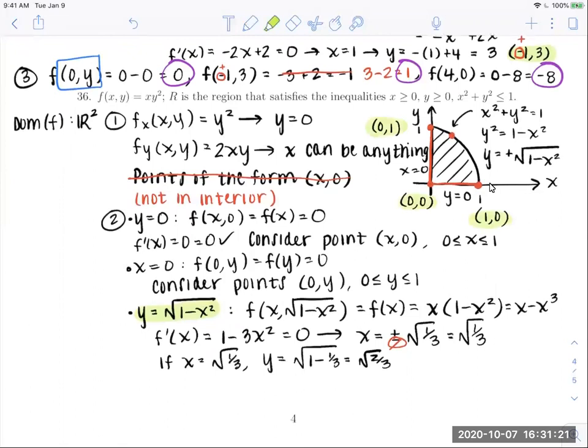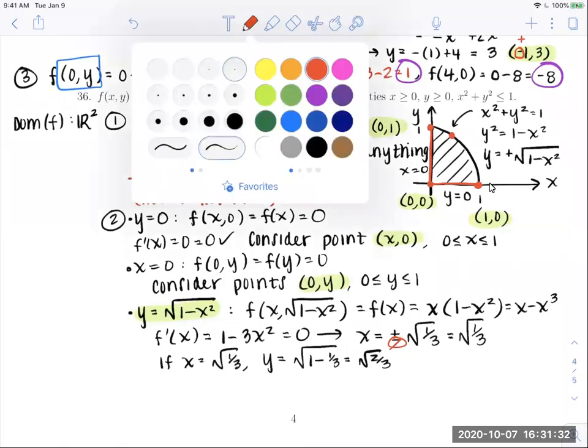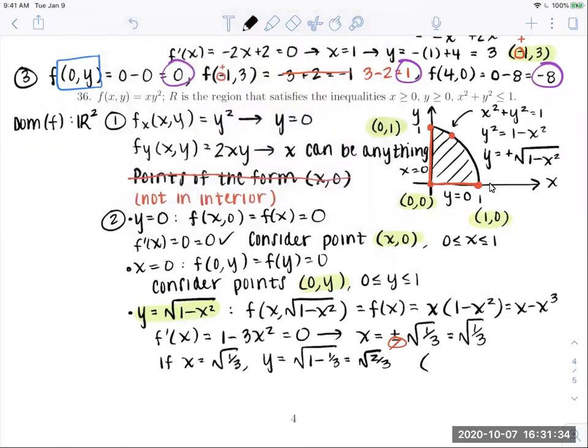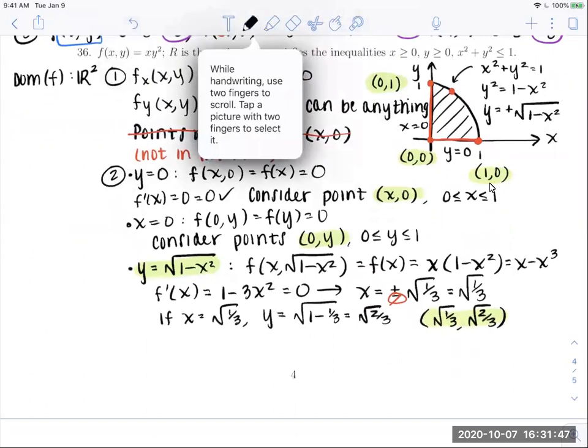We need to check points of the form (x, 0). We need to check points of the form (0, y). That covers all of our vertices. And then we need to check, I didn't write out this last point, so I'll do that right now: square root of 1/3, square root of 2/3. Let me highlight that point. So here's a list of all of the points that we need to check. Let's go ahead and test them.